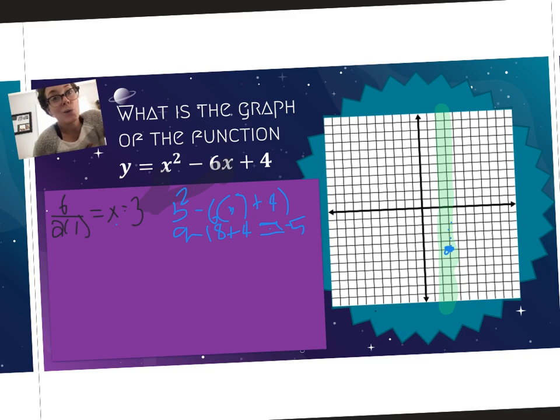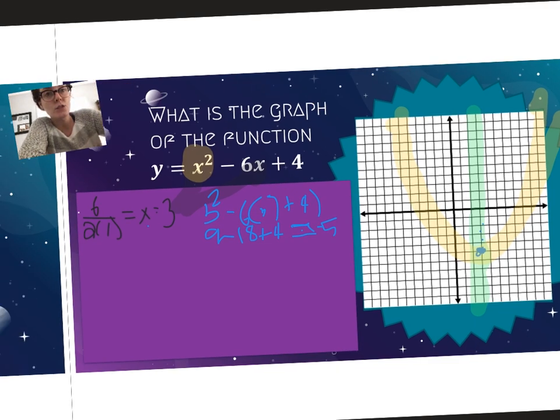Now, go look at your a value. So remember your a value is right here. Do I have a positive or a negative a value? I have a positive. So that means that my parabola is going to look something like this. It's a smile. Smiles are positive. Frowns are negative. We don't want negatives. So that's what my parabola is going to look like.